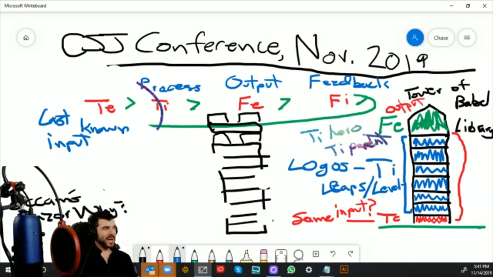Wait a minute, I skipped TI parent. Why doesn't TI parent have this sort of problem? Because it's pessimistic. TI parent is pessimistic. It's willing to accept, hey, yeah, my logic could be wrong because I have the wrong input, and TE critic is demanding wisdom, demanding wise input.